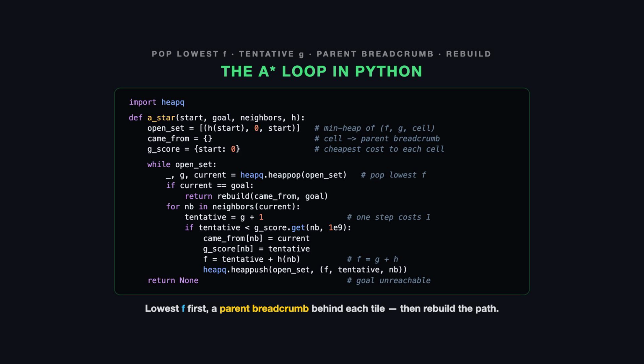Otherwise, for every neighbor, we compute a tentative G of G plus 1. If that beats the best G we had, we save the parent and the new G. Then we push the neighbor with its fresh F of G plus H. Rebuild just walks the parents backward from the goal and flips the list. Read it top to bottom, and it is exactly what we watched on the grid: lowest F first, breadcrumbs behind.